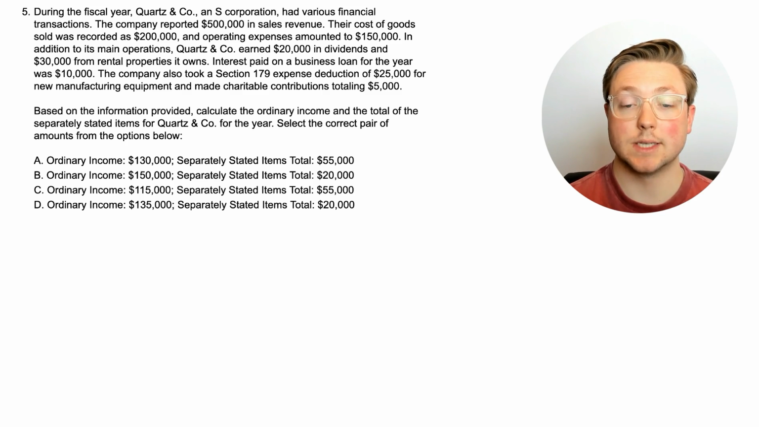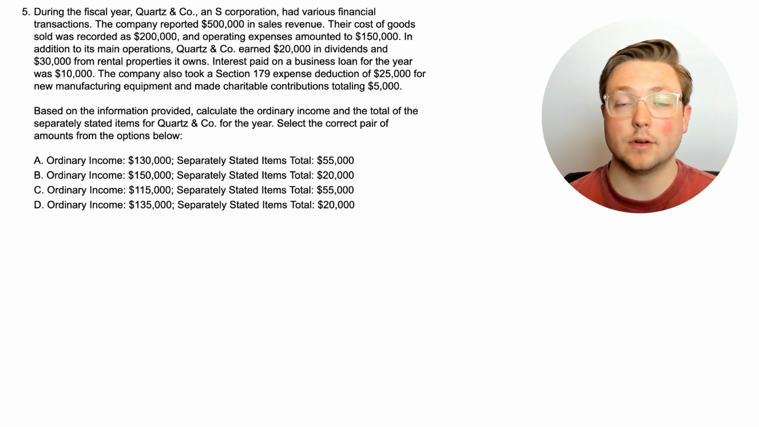The company also took a Section 179 expense deduction of $25,000 for new manufacturing equipment and made charitable contributions totaling $5,000. Based on the information provided, calculate the ordinary income and the total of separately stated items for Courts & Co. for the year. Select the correct pair of amounts from the options below. Okay, this is the last question of the video. You've learned a lot, so you should be able to figure this out. Pause the video, calculate it yourself. Remember, separately stated items, we don't normally add them up together. The purpose of this question is just to see if you can pick out which items are separately stated. So go ahead and do that, and when you're ready, come back and we will look at the answer together.